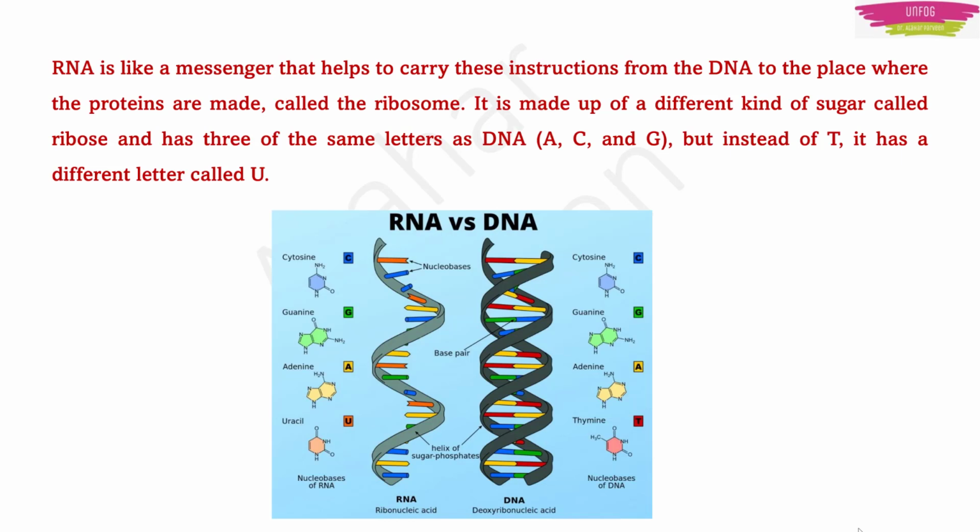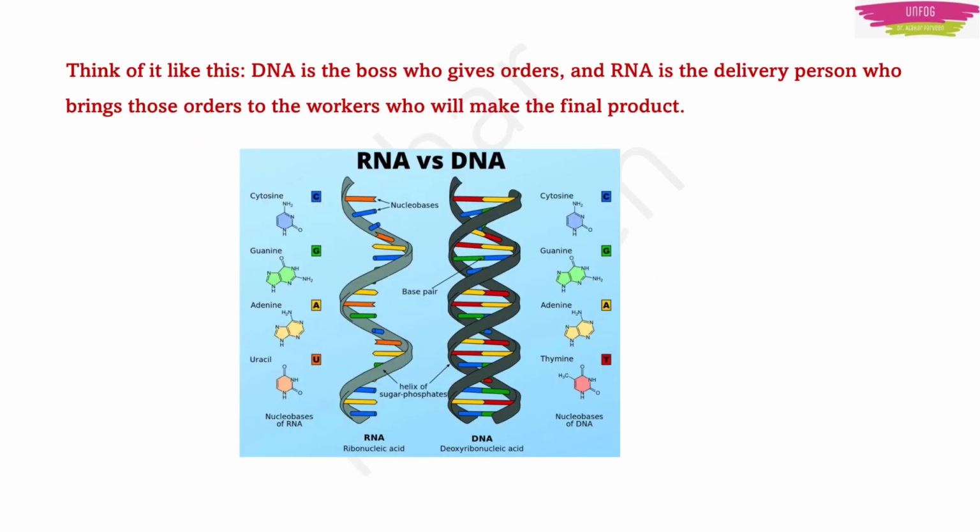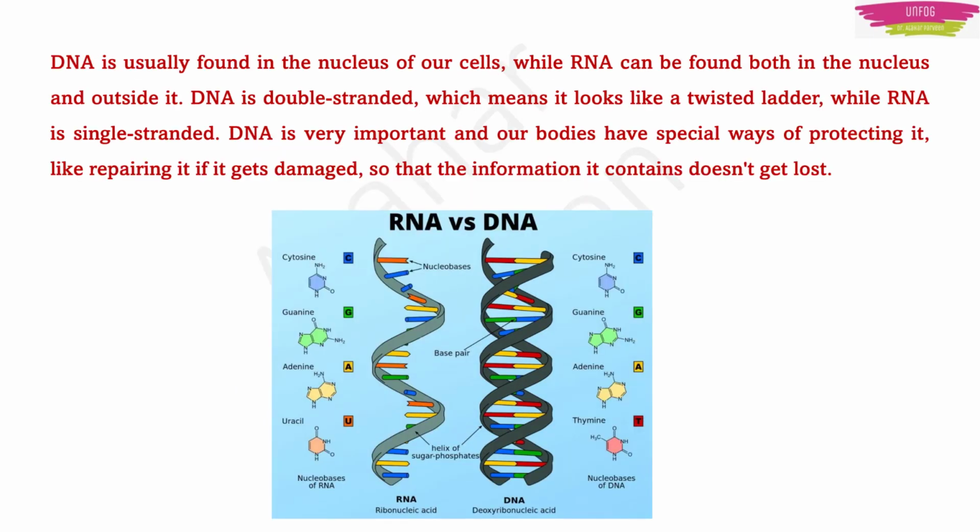Let me break this down to you in a simpler manner. Think of it like this. DNA is the boss who gives orders and RNA is the delivery person who brings those orders to the workers who will make the final product. DNA is usually found in the nucleus of our cells, while RNA can be found both in the nucleus and outside the nucleus.